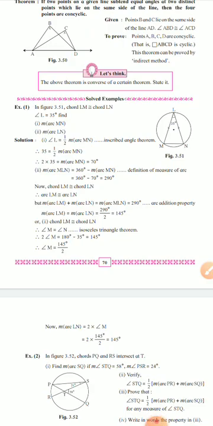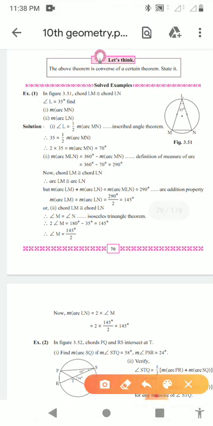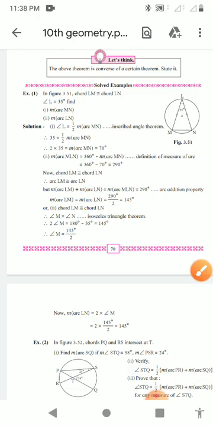Now in this example, a diagram is given here. In this diagram, chord LM is congruent with chord LN, which is given. LM and LN are congruent. Angle L is given as 35 degrees. We have to find the measure of arc MN and the measure of arc LN. That means we have to find this arc and this arc. Now we are going to solve this.